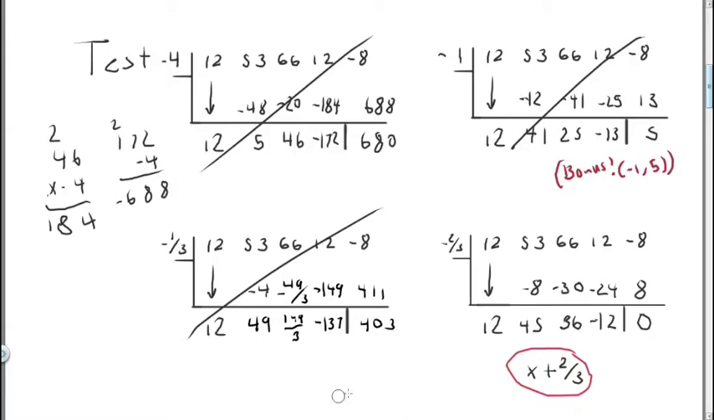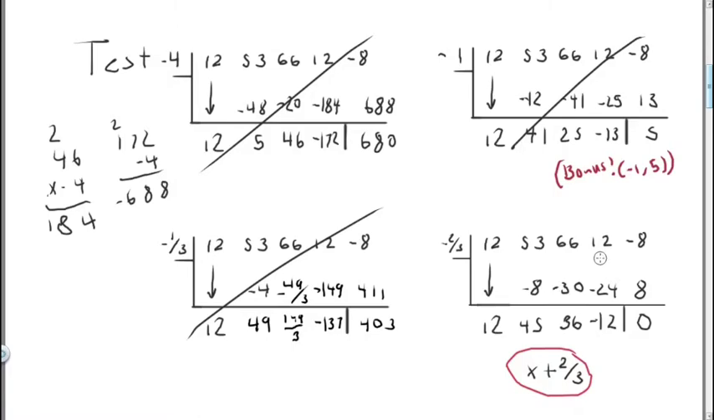Now I'll show you what I got correct. When I finally did, it was -2/3. Because if you multiply that by 12, you get -8. Subtract 8 from 53, you get 45. 45 by -2/3, you get -30. And then you subtract 30 from 66, you get 36.